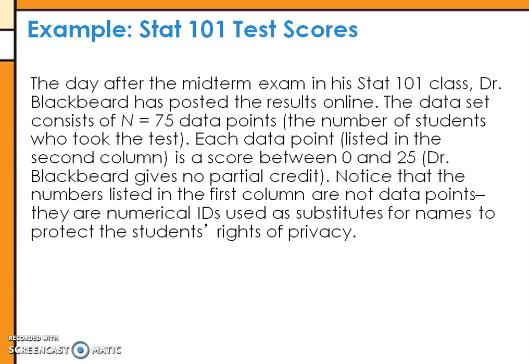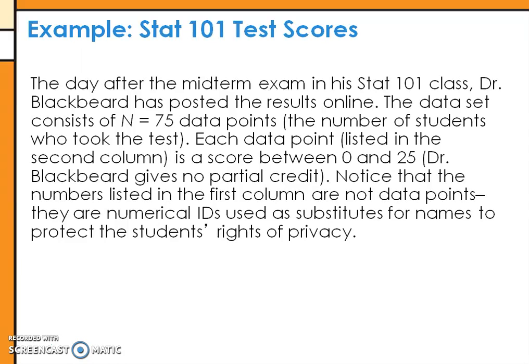Okay, so here's one. We're going to get some of the raw data. The day after a midterm exam in a stats class, the instructor posts their scores online, and it is n equals 75 data points. So that means that 75 students took this exam. Each data point is a score between 0 and 25, and he gives no partial credit, so there's no 1.5. You get 1 point or 2 points.